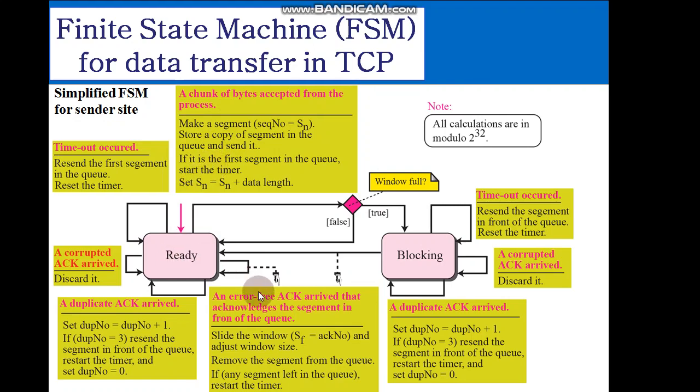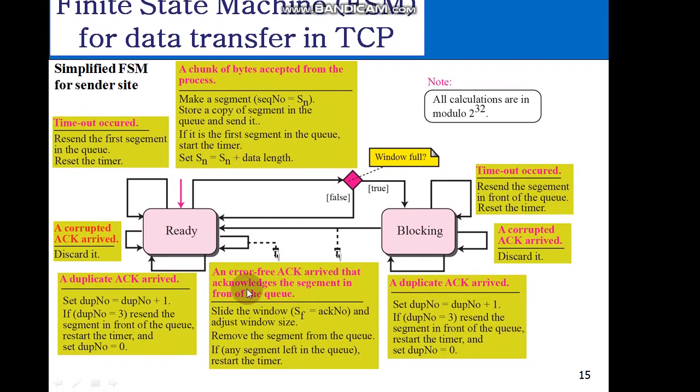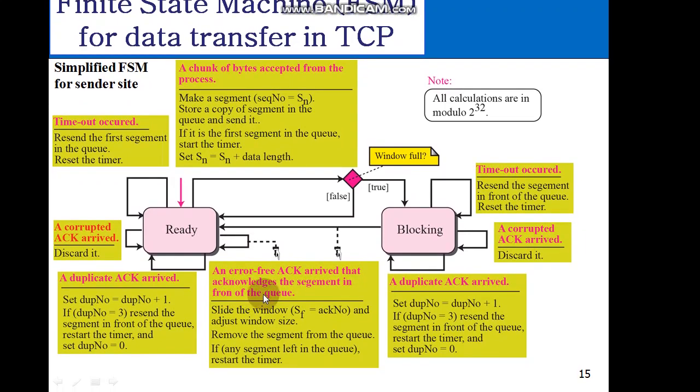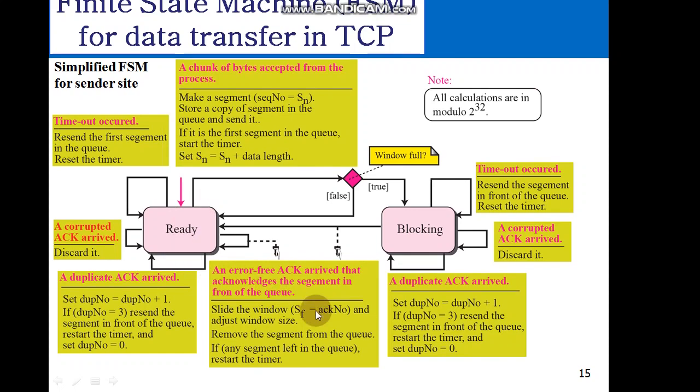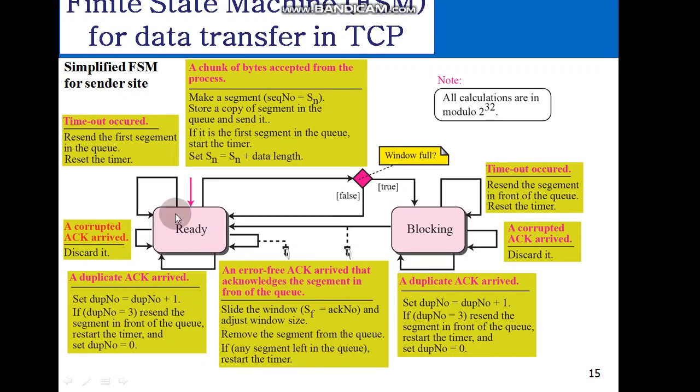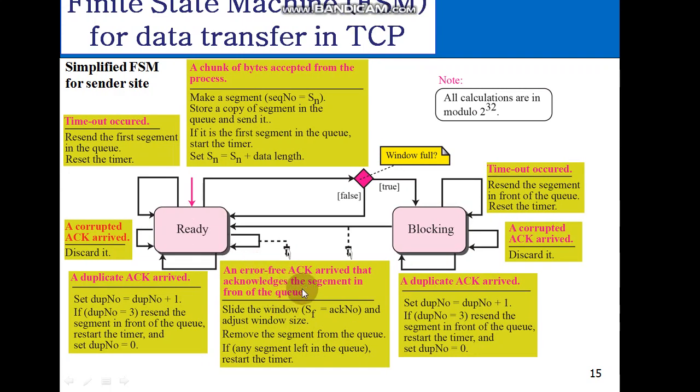Suppose an error-free acknowledgement arrives that acknowledges the segment at the front of the queue. Whatever we have sent, if an acknowledgement arrives, then it will slide the window and remove the segment from the queue, because it has already been sent and the acknowledgement has been received, and again restart the timer.